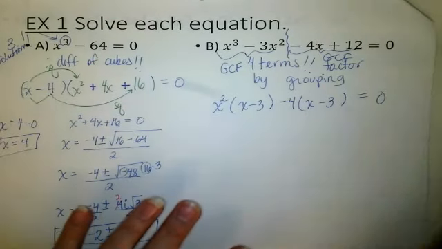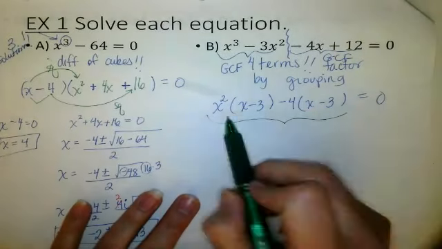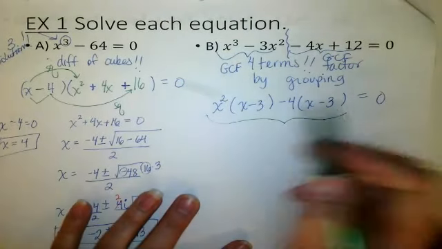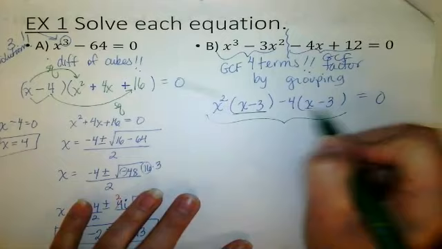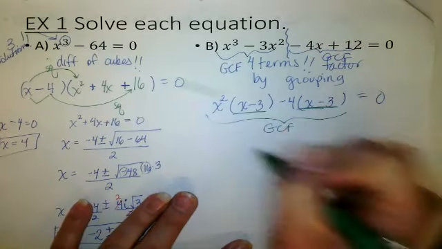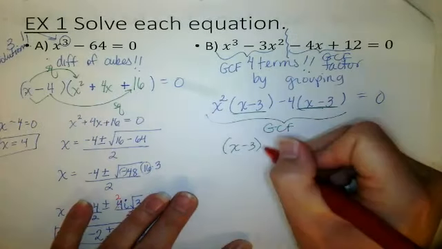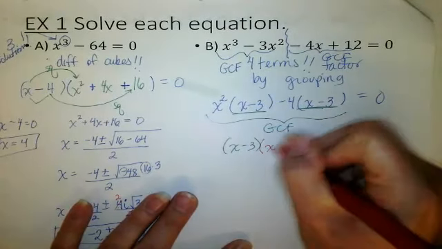And then we do it again. There are 2 terms here. They both have an x minus 3 in common. We ask for the GCF again. So I factor out the x minus 3. And then what's left behind? X squared minus 4.